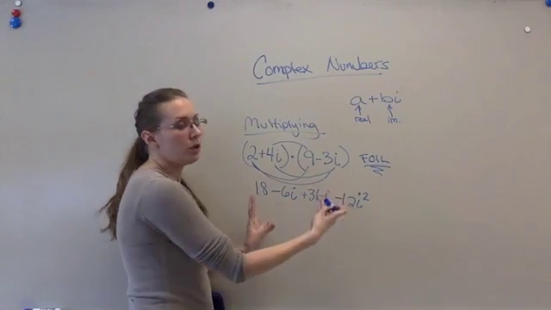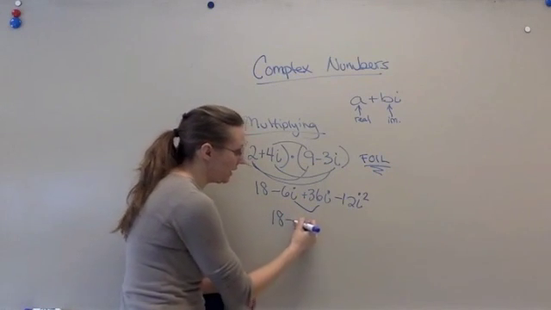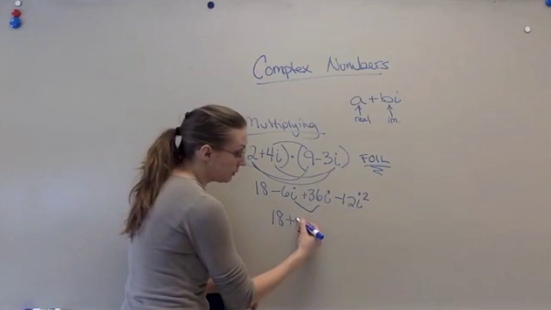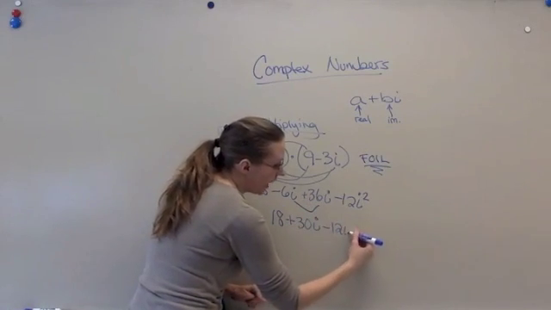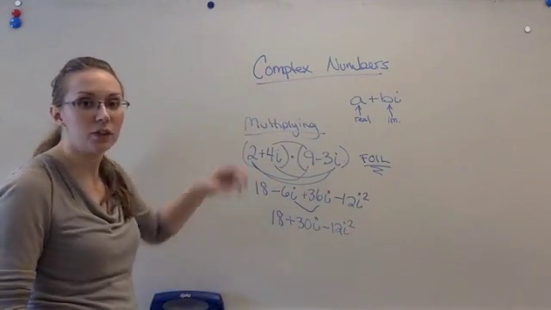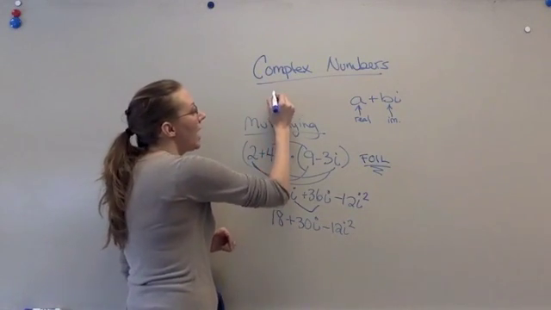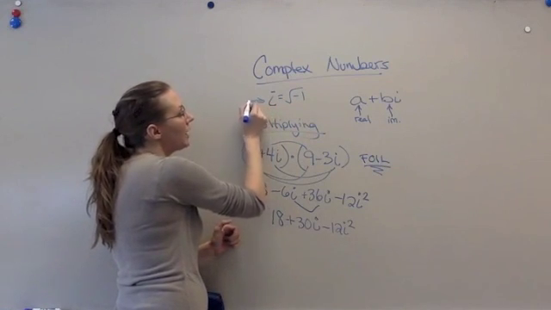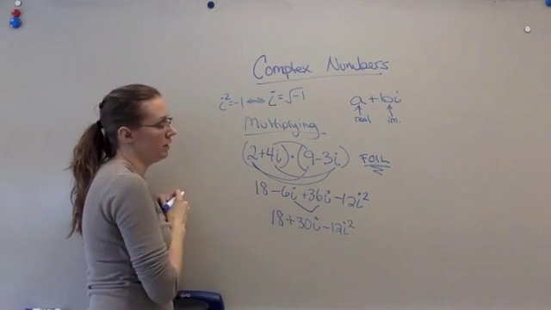Don't make that mistake. i stands for something different than x. We're going to do what we normally do for FOIL. We're going to combine our like terms. So we have 18 minus, well actually look what happens. We have a minus 6i and a plus 36i. This becomes plus 30i. And then we have a minus 12i squared. If we think back, okay, and this is why it's important to remember the definition of an imaginary number, we know that i equals the square root of negative 1. But what brought us to that is that i squared equals negative 1.